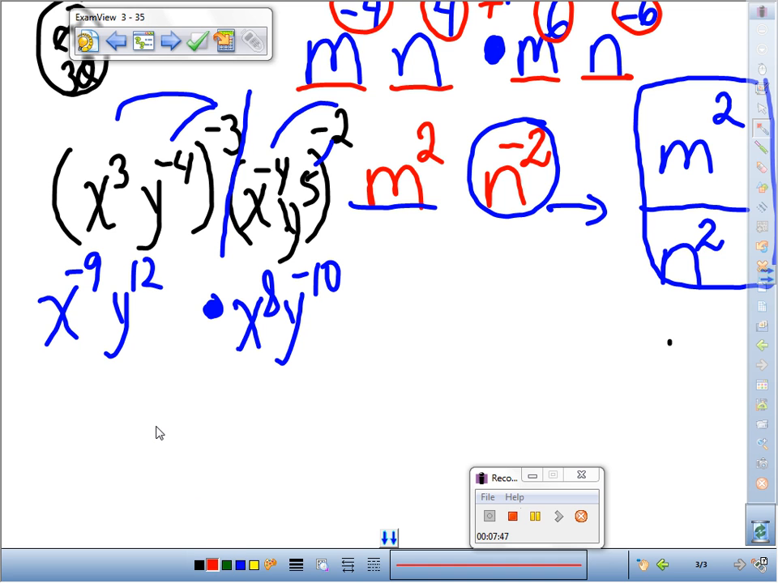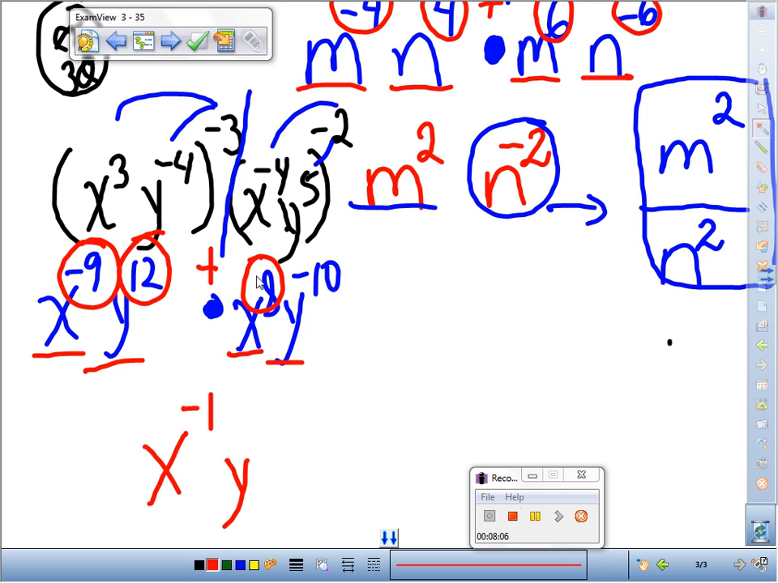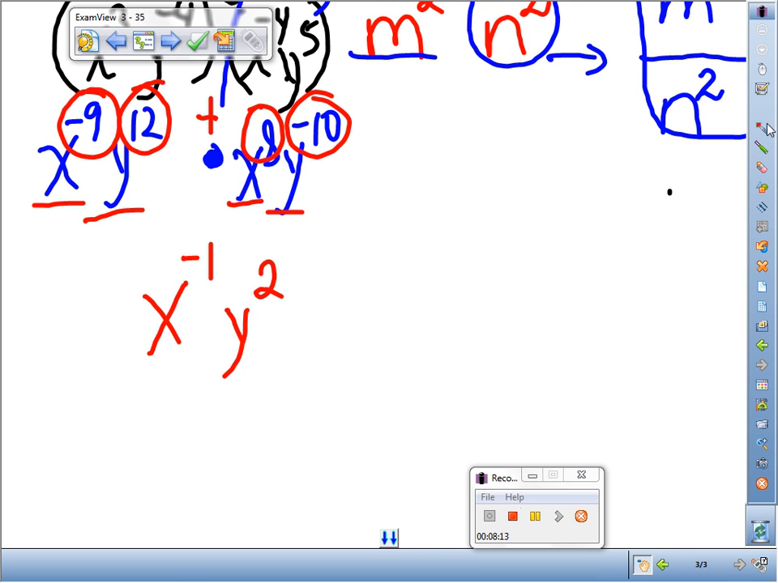So far, so good? Then we identify the same bases. We circle the exponents, and above the multiplication, I put a plus because we need to add the exponents. So this becomes x to the negative 1. From there, y and y. Same thing, 12 plus negative 10, that's positive 2. So far, so good? All right.